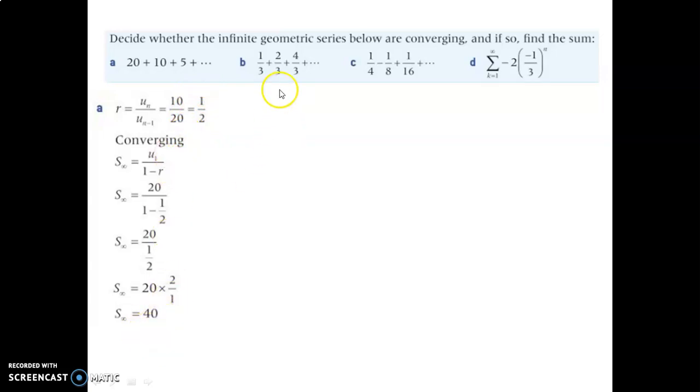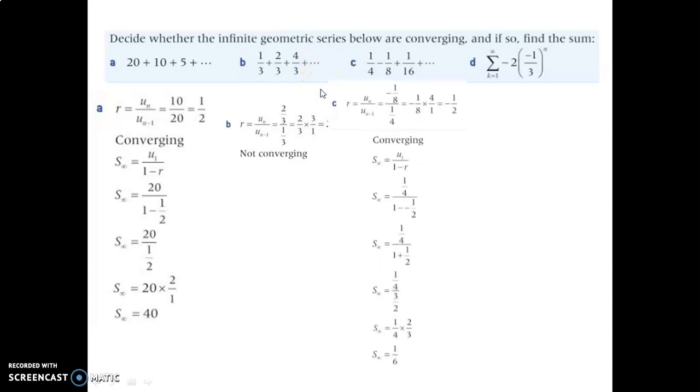Next one. This time when you calculate the r value, 2/3 divided by 1/3 is 2. Therefore, r value is greater than 1, so it's going to be diverging. Therefore, no sum. Next one, r value is negative a half. That is a value that's between -1 and 1, so it is converging. Use the formula, you get this sum here.